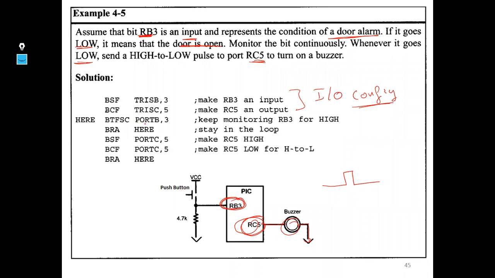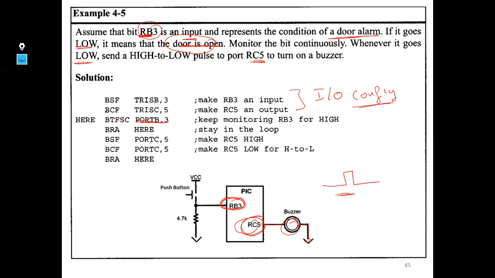Then we have to check continuously B3. So in this example, we have to check B3. Whenever it goes low, that means the door is open, and then we have to send this pulse to the buzzer. Okay, so here we'll use bit-test 5 skip if clear. So here we have to send the pulse if the bit is clear. So we use bit-test 5 skip if clear.